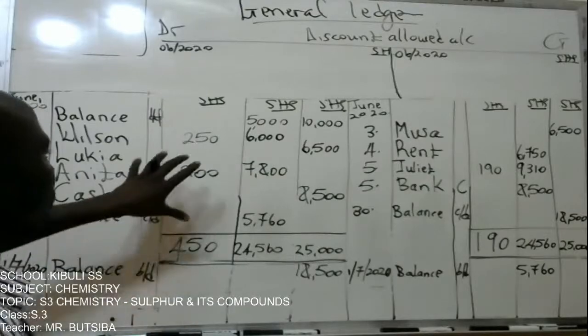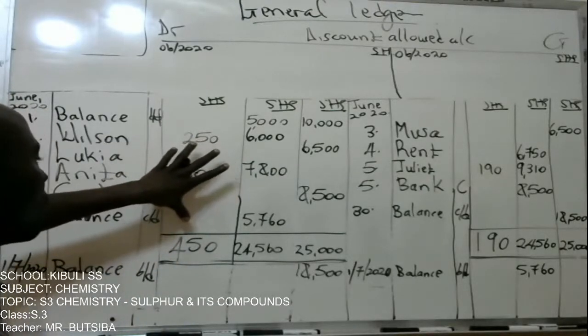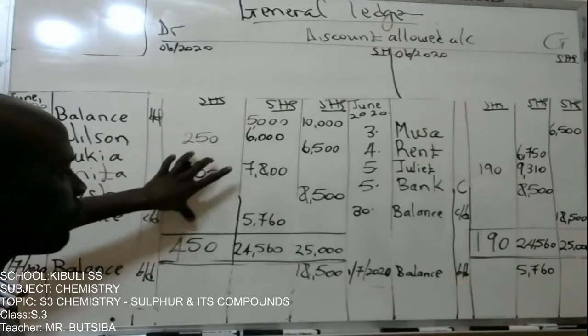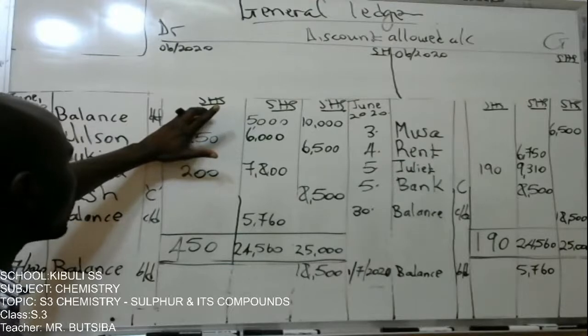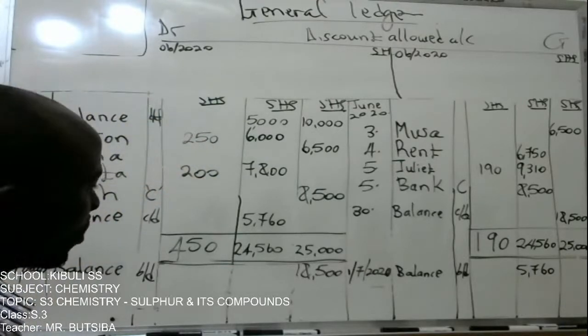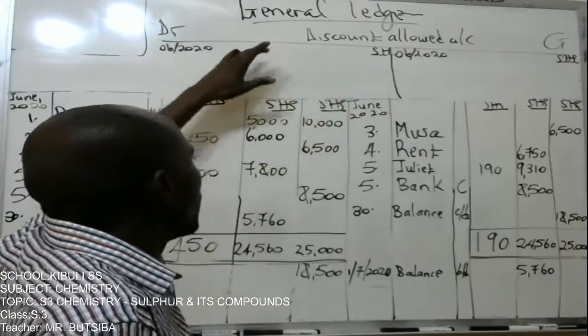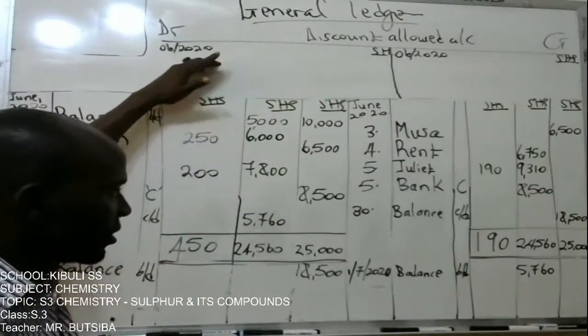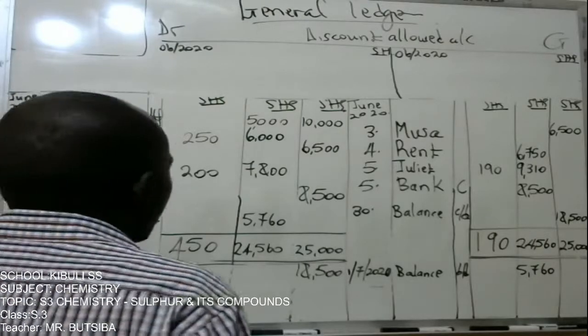You don't change the side. You need to observe that. When you're recording in the discount accounts, you maintain the same side on which the account appears. So if the discount allowed appears on the debit side of your 3-column cash book, even when you go to the discount allowed account, maintain the entries on the same what? On the same side. Don't interchange.